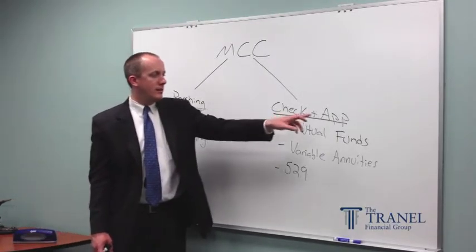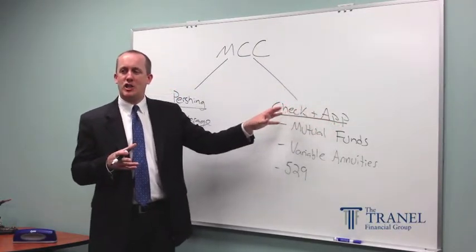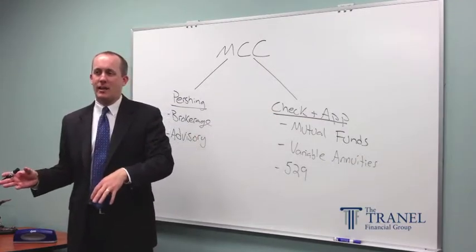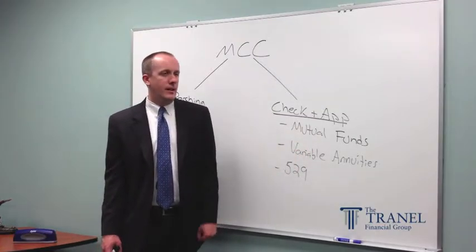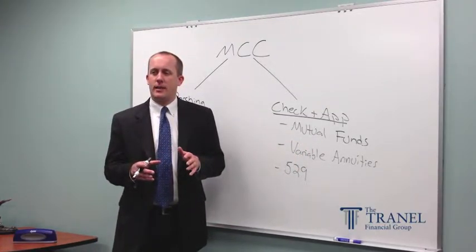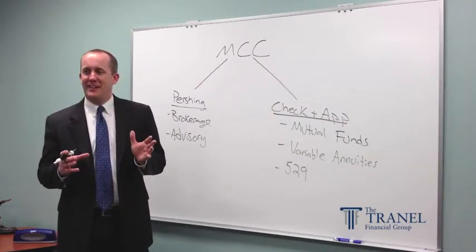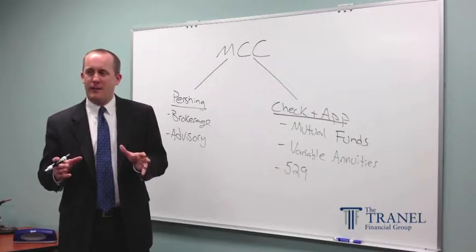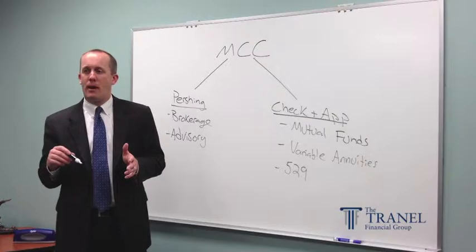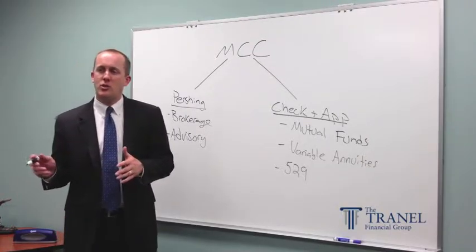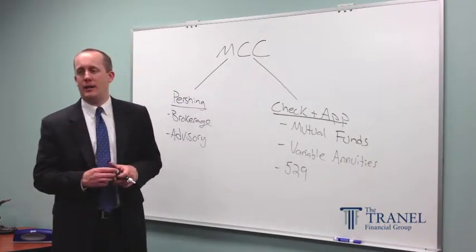It's when you would take a company's account application, attach a check to it, and send it to that company for processing. So let's say that you wanted to buy an American Funds mutual fund. Back in the day, you would fill out an American Funds account application, check which funds you want to invest in and how much. You'd write a check and you'd send that packet with the check along to American Funds.